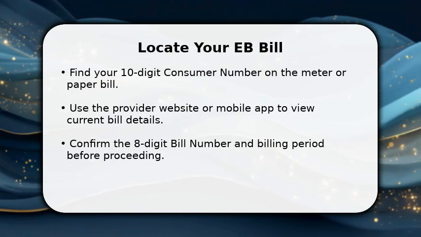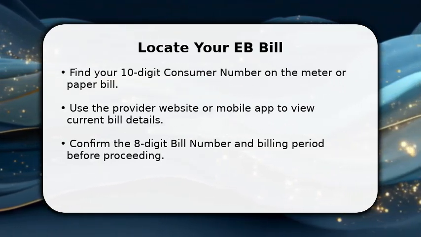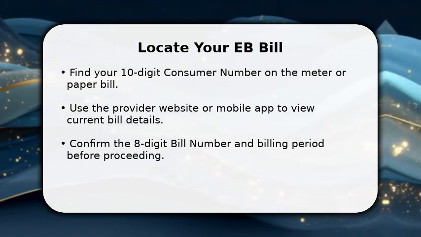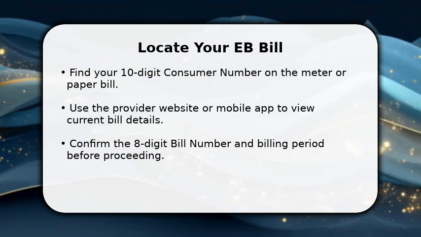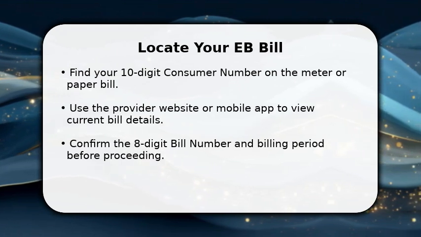Start by locating your 10-digit consumer number on the meter or on a previous paper bill. Open your electricity board website or install the official mobile app to begin. Sign in with your registered mobile number or email and enter the 10-digit consumer number when prompted.